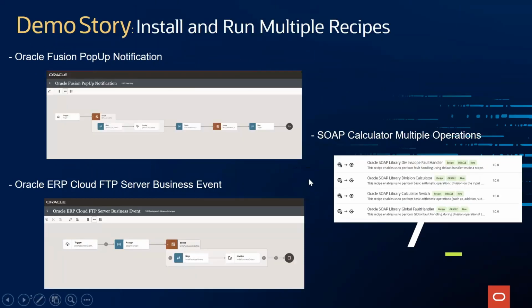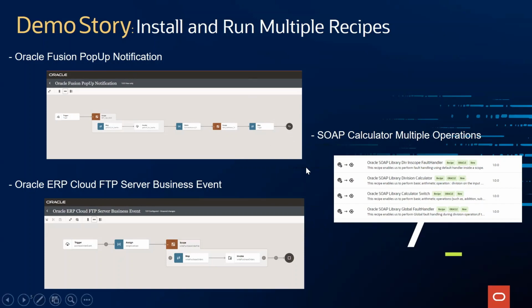In today's demo, I will walk you through where to find these recipes, how to install them, and we will install, run and execute 3 of the recipes. One recipe is Oracle Fusion pop-up notification. The second one is how to capture business events from ERP Cloud and send the data to an FTP server. And one of my favorites for new developers is the SOAP calculator multiple operations, which has 4 different integrations and covers different key scenarios and answers a lot of questions. So that's what we will do today.